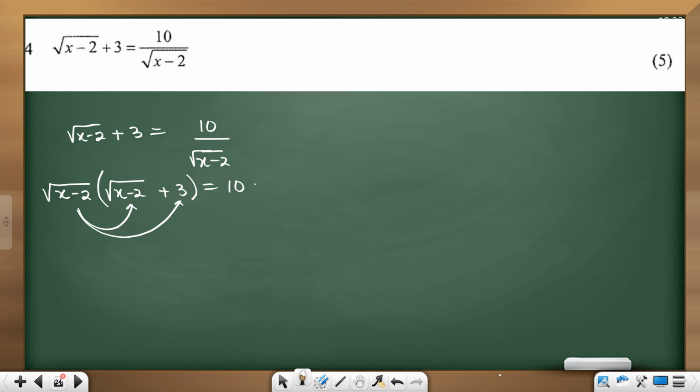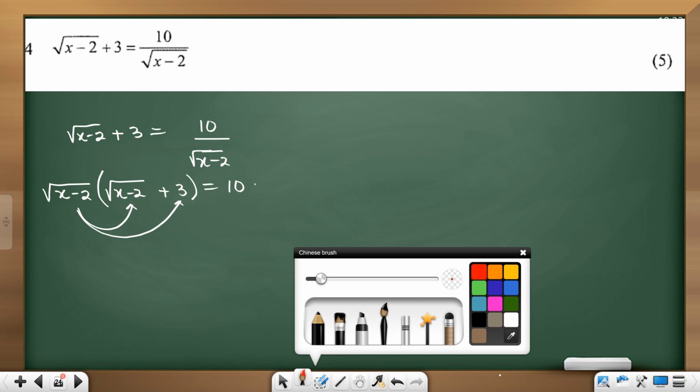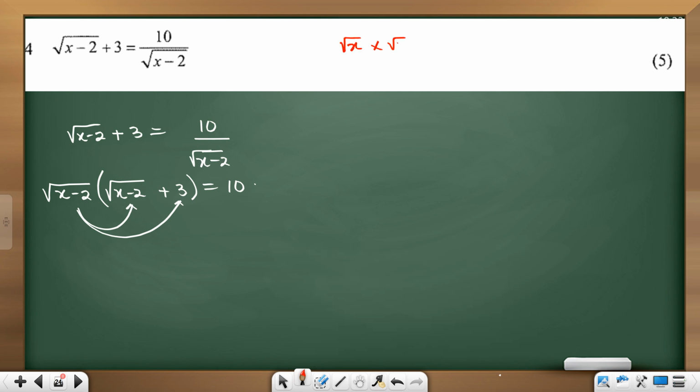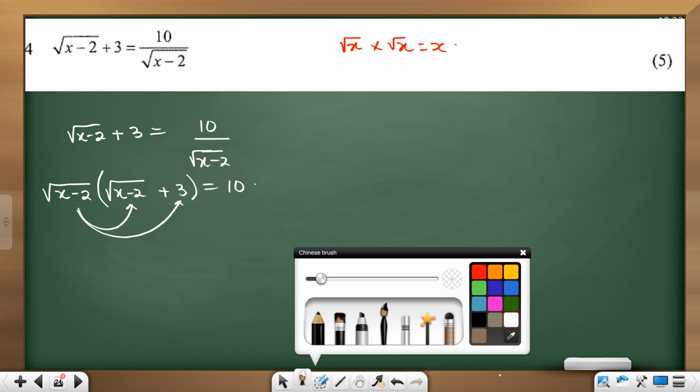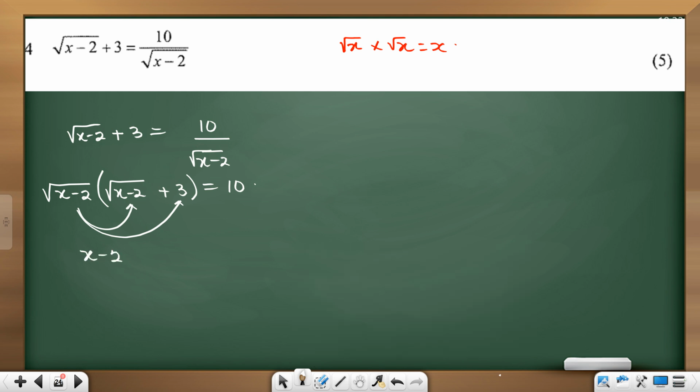The root of a number times itself will give me that number. You must know that rule: the root of x times the root of x is equal to x. So root of x minus 2 times root of x minus 2 would give me x minus 2, plus 3 root x minus 2 equals 10. What we do here, there are 5 steps of search that I need you to see, which I will list for you now.